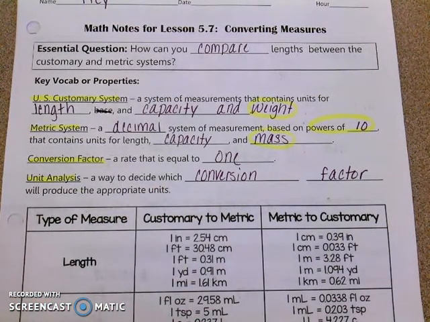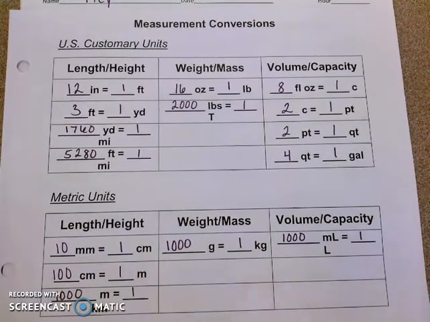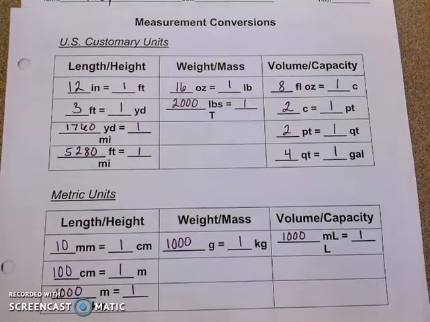Conversion factor is the type of rate that we're going to use as we're making our conversions and converting these measures. And then unit analysis is just a fancy way to say, hey, this is which conversion factor we're going to use here. So the first chart that I handed out was this measurement conversion chart.